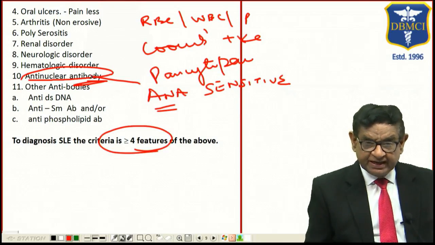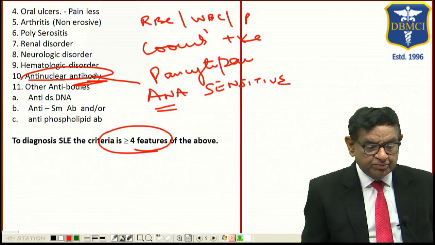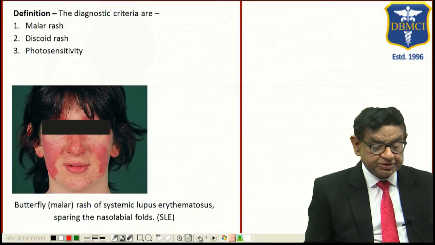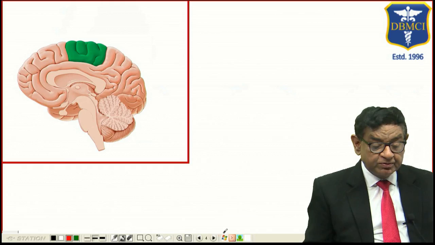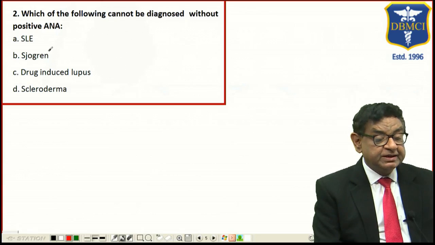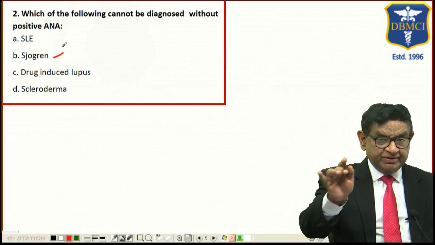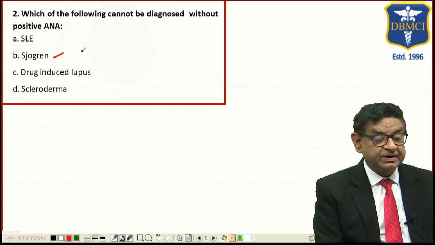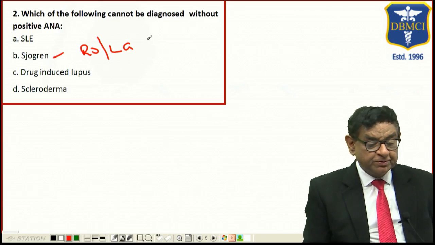ANA has to be there, and that's why the question says, which of the following conditions cannot be diagnosed without ANA is SLE. Look at the question once again. Sjögren's syndrome, ANA may be positive, but it is not a very essential criterion to diagnose. What type of antibodies do we have? In this, we have anti-Ro, anti-La antibodies in Sjögren's syndrome.